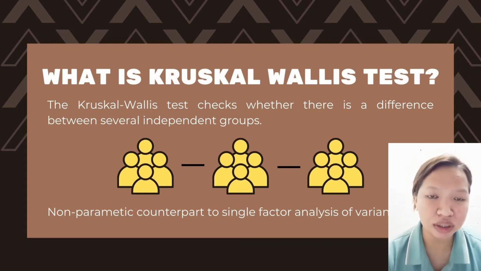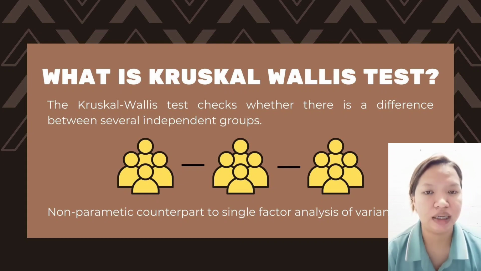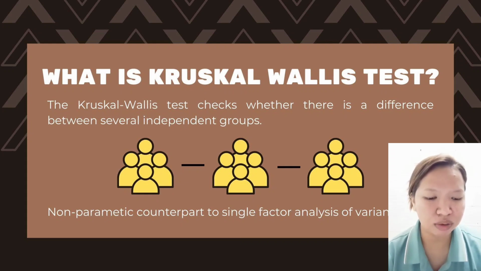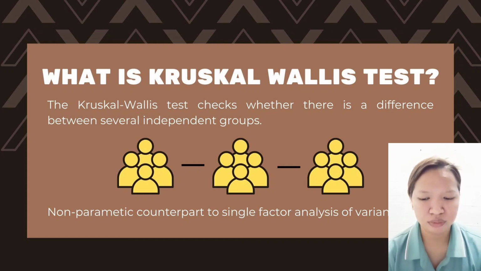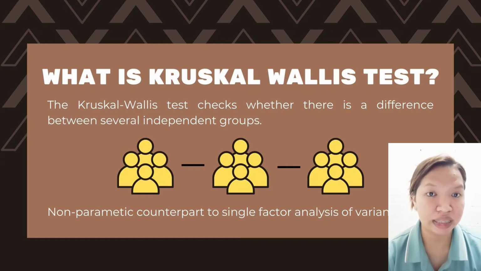So, tinatawag din itong distribution free test dahil ito ay non-parametric test. At ang mga data na ginagamit dito ay hindi normally distributed. Ito yung pinagkaiba ng Kruskal Wallis test sa analysis of variance. So, at ang requirements lang ng Kruskal Wallis test ay ordinal scale yung mga data nito. So, kapag sinabing ordinal, may mga characteristics or categories yung mga data nila.